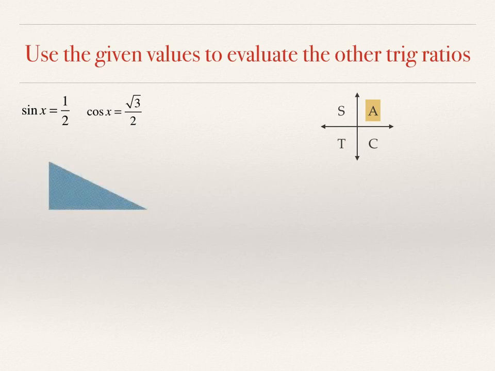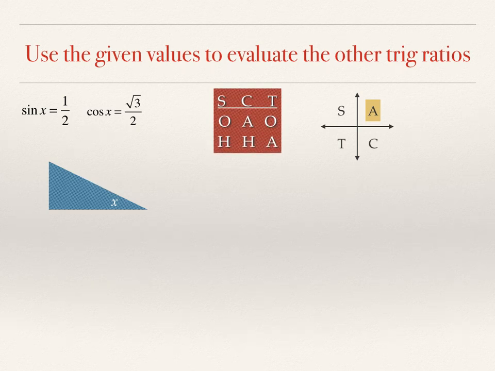So we'll start with the right triangle, and let's call this angle x. And remembering SOHCAHTOA, we have that the sine is the opposite over the hypotenuse. The cosine is the adjacent over the hypotenuse. So now that we have our right triangle identified and we know we're talking about quadrant 1, we can list the 6 trig functions. The sine and the cosine were given. The tangent is the opposite over the adjacent.